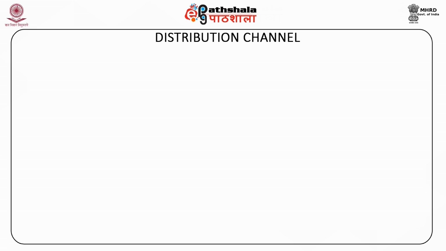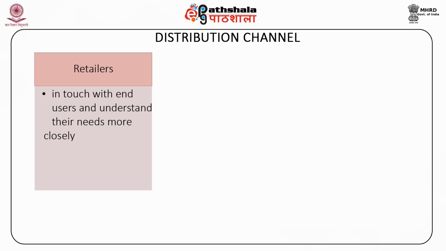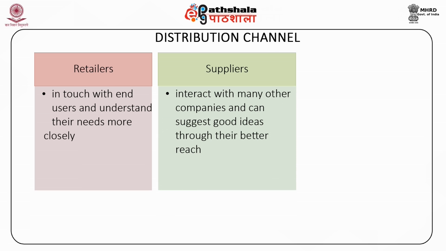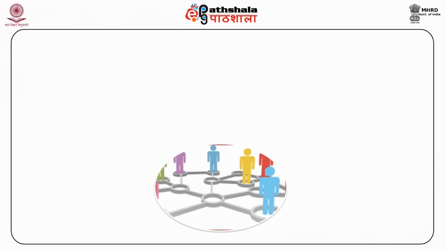Members can also be very helpful. Retailers are more in touch with end users and understand their needs more closely. Suppliers interact with many other companies and can suggest good ideas through their better reach. Distribution strategy also delivers the information and service the prospect needs.